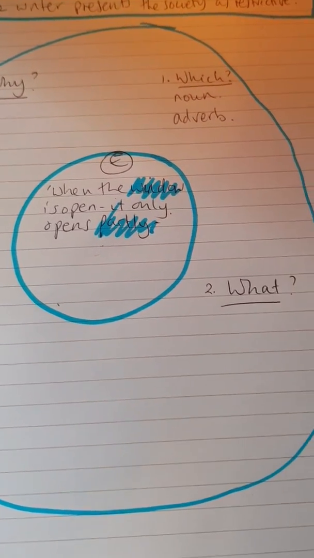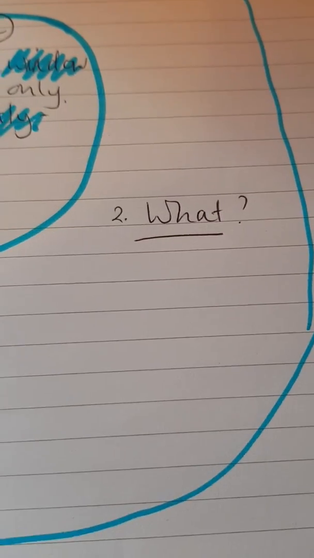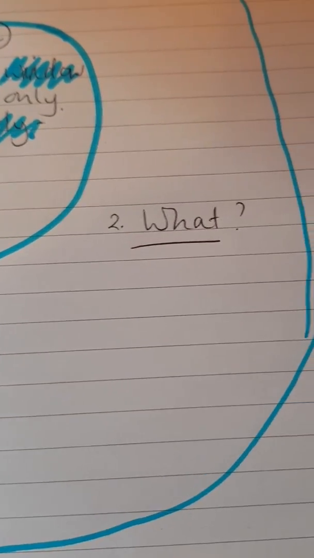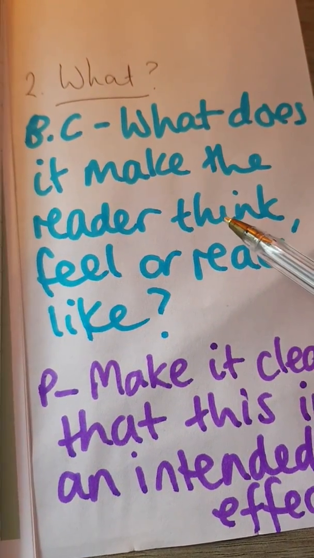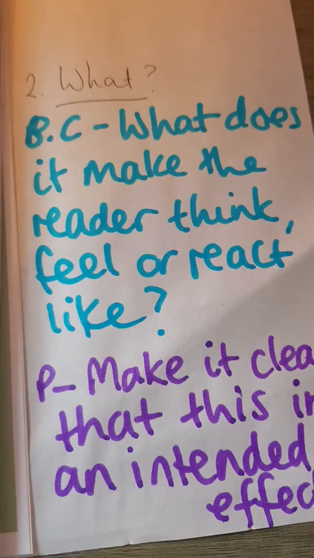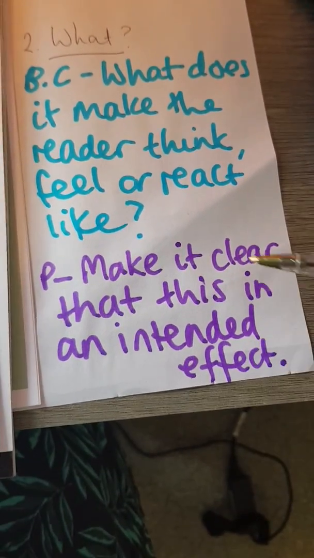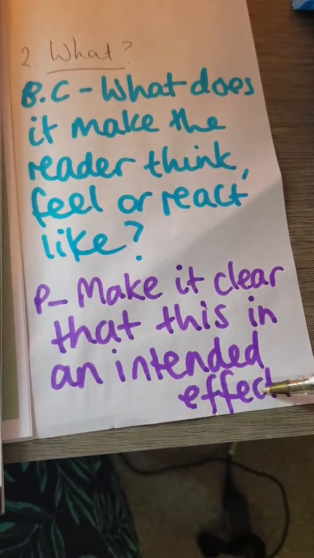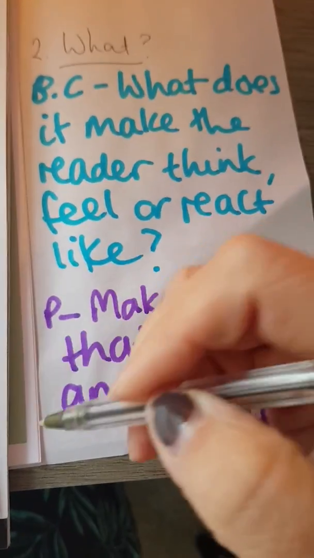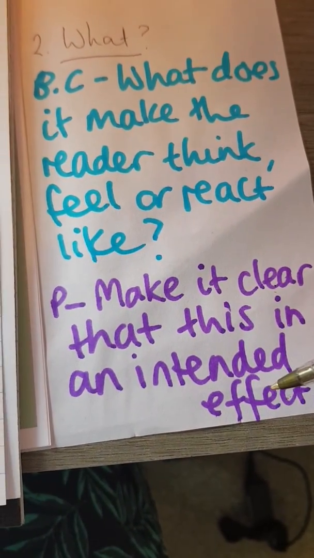Okay. Right, what? Down here is when I'm going to talk about what is the effect of that evidence. Effect basically just means, what does it make the reader think, feel or react like? What is it doing to the reader? That's all we mean when we talk about effect. If you're challenging yourself at this point and really pushing yourself, you need to make it clear that you know it's an intended effect. And the best way to do that is to make sure that you've used the words writer, reader and effect at that point in your notes.